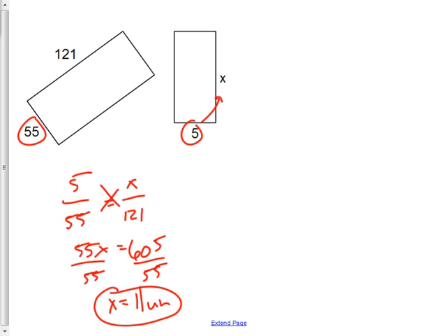Okay, so again, remember, for a similar figure to actually be similar, you have to have congruent or equal angles and proportional sides. So what we're doing is we are making it proportional. Okay, so 5 times 11 is 55, and 11 times 11 is 121. So it's the same ratio.